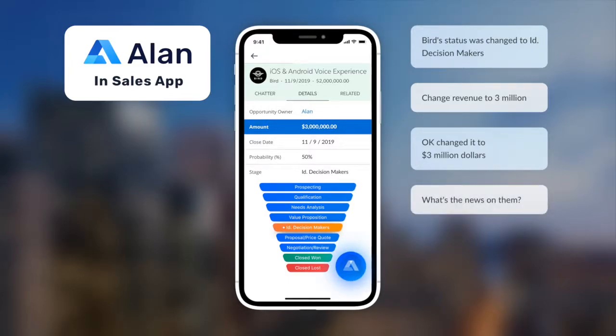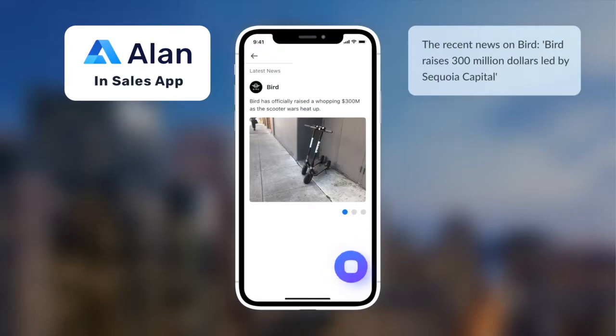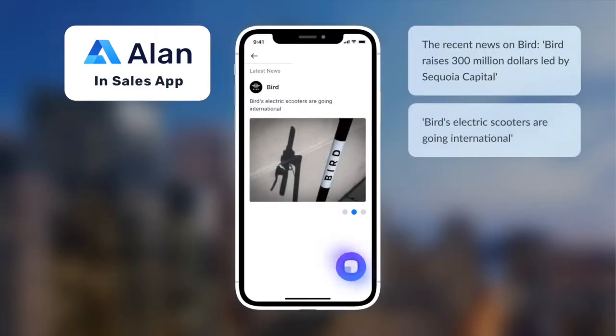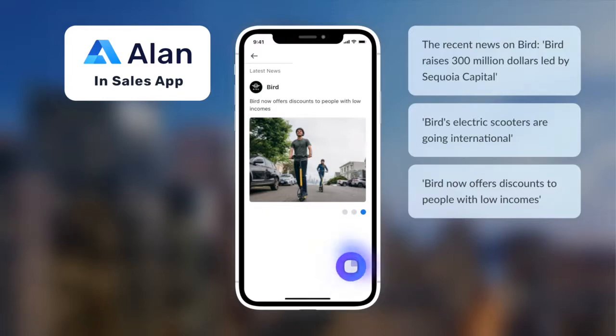What's the news on them? The recent news on Bird. Bird raises $300 million led by Sequoia Capital. Bird's electric scooters are going international. Bird now offers discounts to people with low incomes.